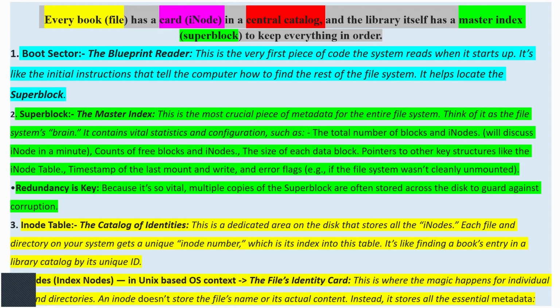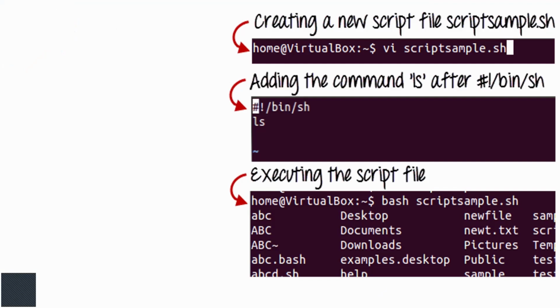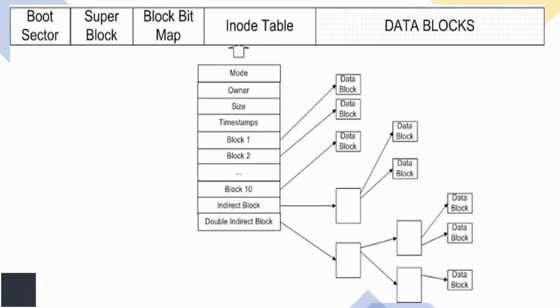So let's understand the main components of the file system we have. When you're talking about the file system, we have a super block, a boot sector, an inode table, a block bitmap, and a data block. All these elements work together to efficiently store and manage data on a storage device such as the hard disk. So very easily we are able to reach our data blocks using this structure of the file system.